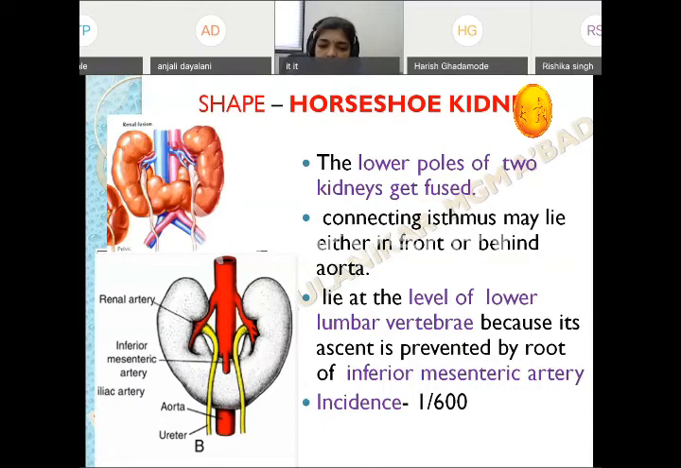Why? Because here you can see the inferior mesenteric artery, which is a ventral branch of the abdominal aorta, right? So it prevents its further ascent. The root of the inferior mesenteric artery is approximately at the L3 level. So it could not ascend because of the isthmus. It remains in the lower lumbar part. Its incidence is around 1 in 600. So this is according to shape. There are different shapes. First is horseshoe kidney.